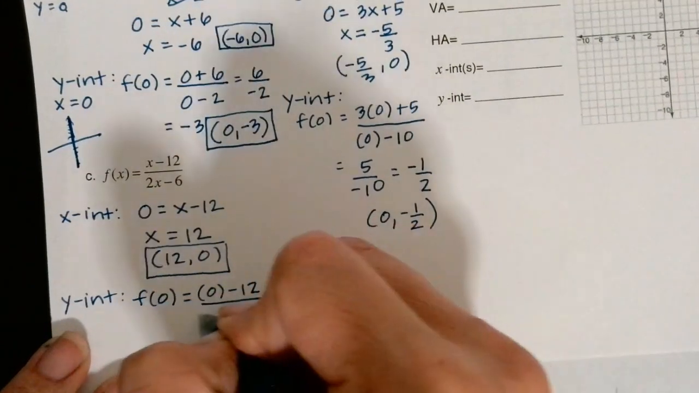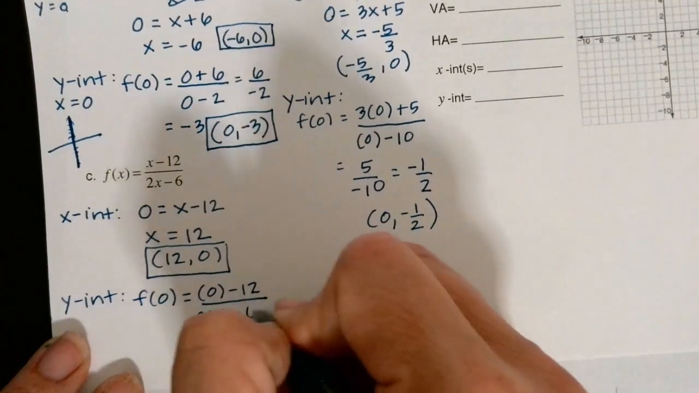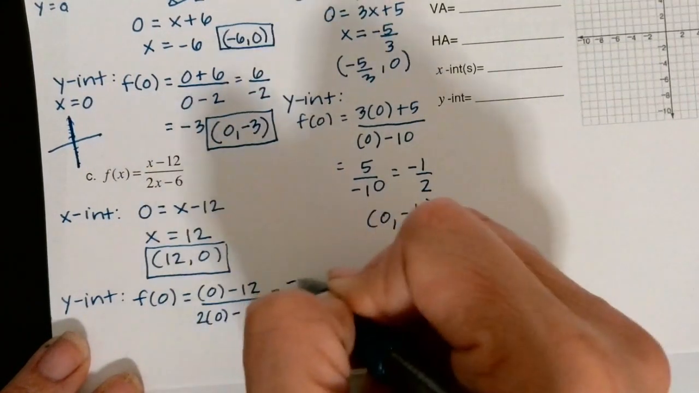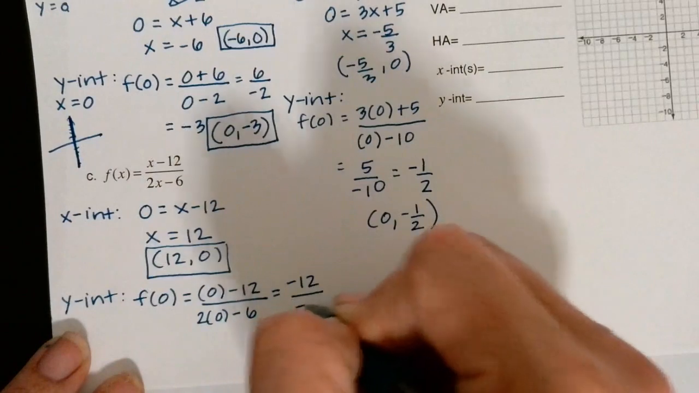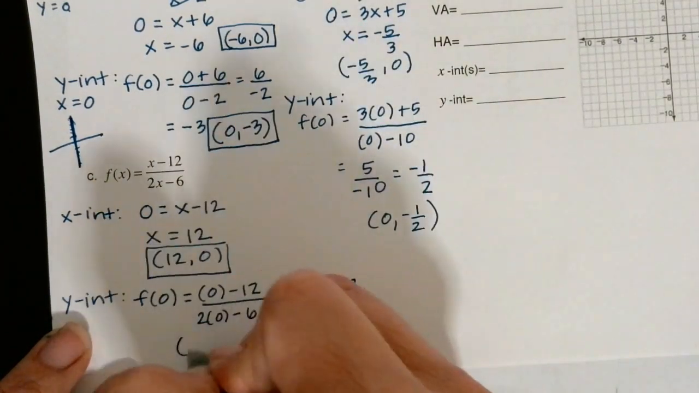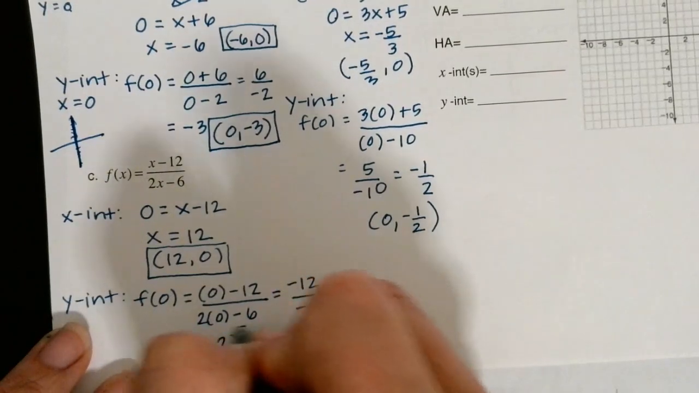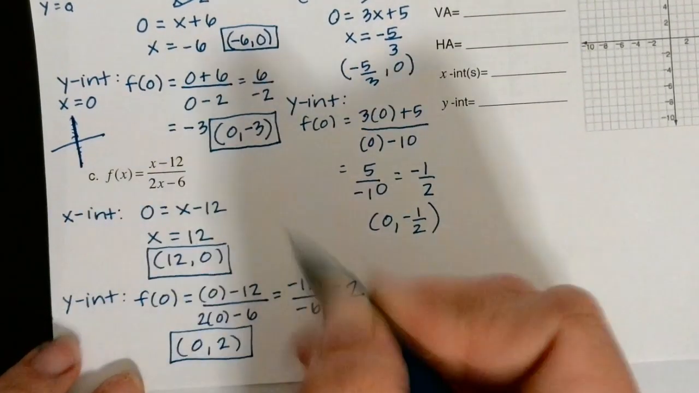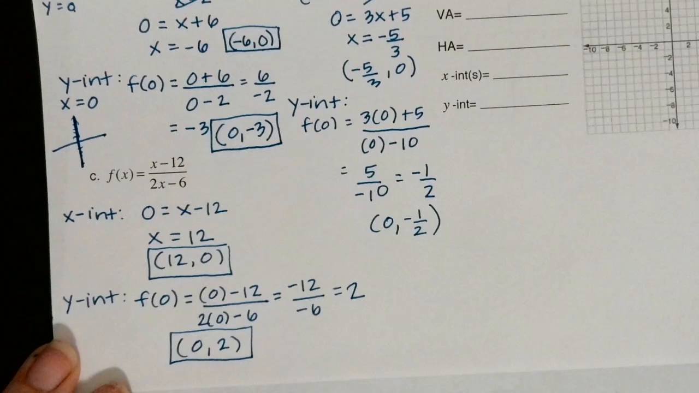You have to plug in 0. So I get 0 minus 12 is negative 12. 0 minus 6 is negative 6, which equals 2. So this one is 0, comma 2, because it's the y-intercept. So the x value is always 0.